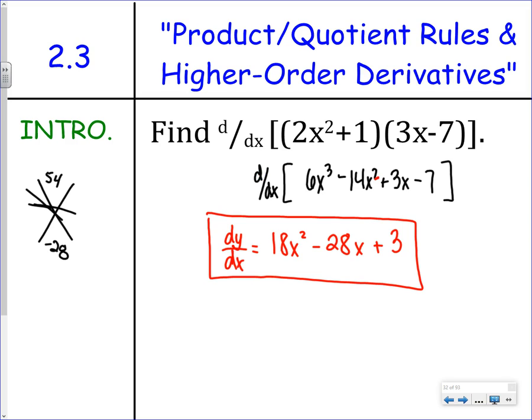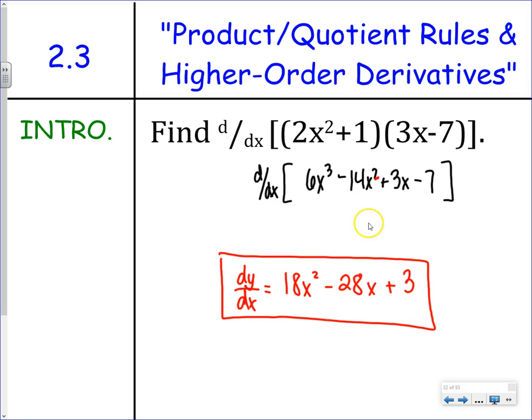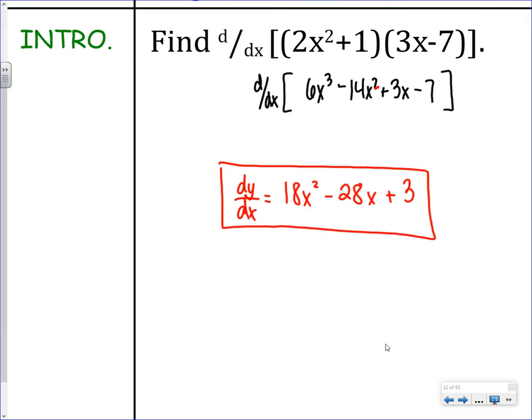You can do the quadratic formula if you like the quadratic formula, or you could complete the square. Or it may be a calculator problem because it might be a decimal answer. Either way, we do have our final answer of 18x squared minus 28x plus 3. Did it work? Yes. Did we solve for it? Yeah. Is there another way? And the answer is yes.